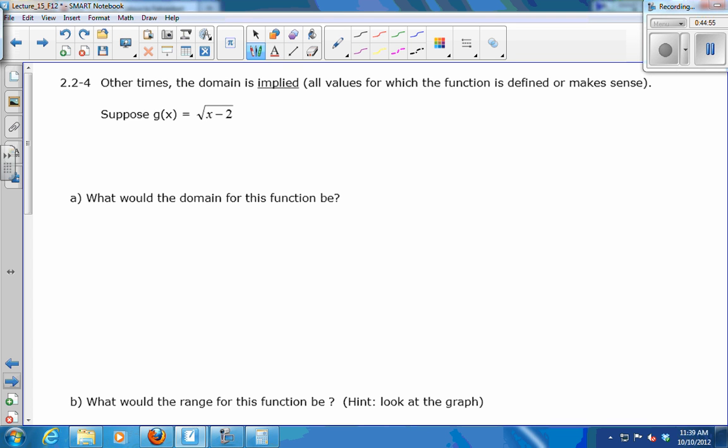Okay, other times domain is implied. It's not given to you outright. You have to just say what values of x make sense for this problem. So here's a function. What would be the domain of this function? What x values make sense? What x values are you allowed to plug in? 2 to infinity. Anything bigger than 2. Okay, because you just can't take the square root of a negative. So this is exactly the same as when we were finding domains of expressions a little earlier. It's just that now we're calling these expressions functions. They have a new name.